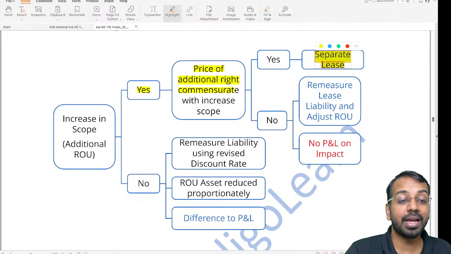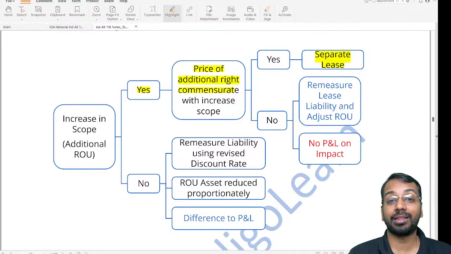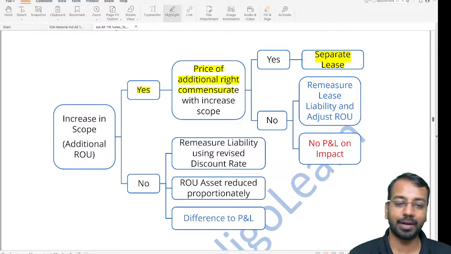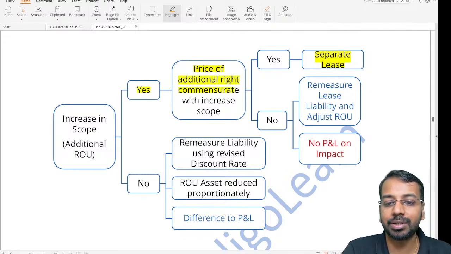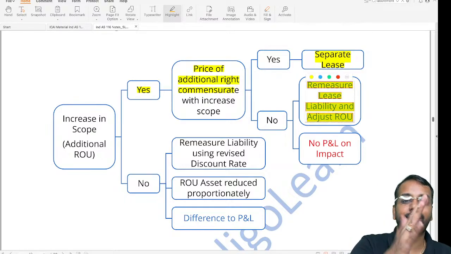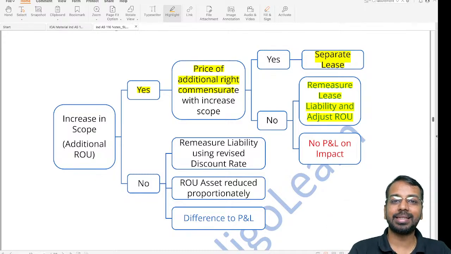Then, if there is an increase in scope, but price is not commensurate. Price is not commensurate meaning instead of 10,000 they are saying only 5,000, and in the market you will not get it at 5,000. So price is not commensurate with the scope. If price is not in line with increase in scope, then you will apply the remeasurement of lease liability, what we have just now understood. So the first part we already know how to do. If there is an increase in scope and price is commensurate, you will account for it as a separate lease.